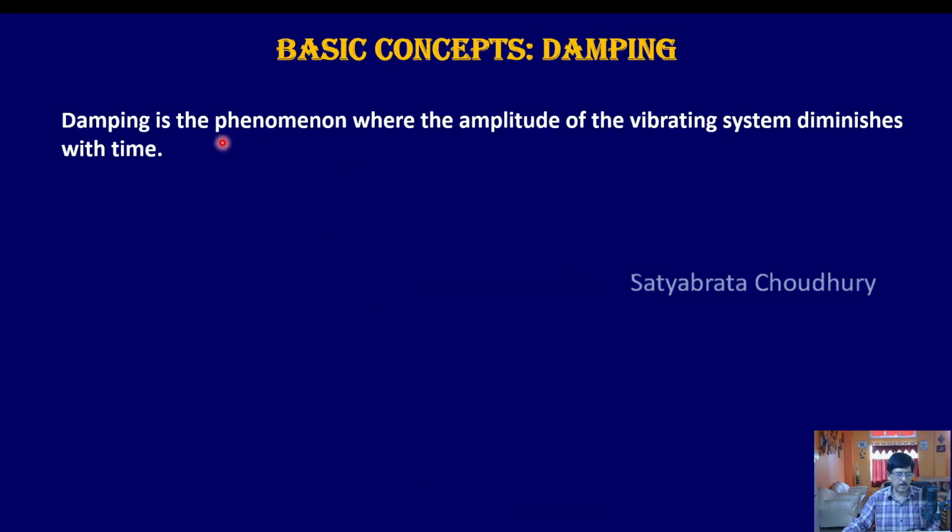Now let us see damping. Damping is the phenomenon where the amplitude of the vibrating system diminishes with time. The amplitude diminishes. Damping opposes the motion. That's why the motion comes to a standstill after some time because of the damping. Otherwise, by Newton's first law, it would have been vibrating eternally.